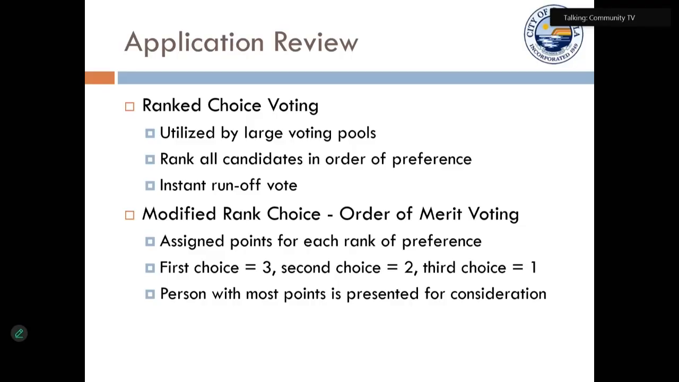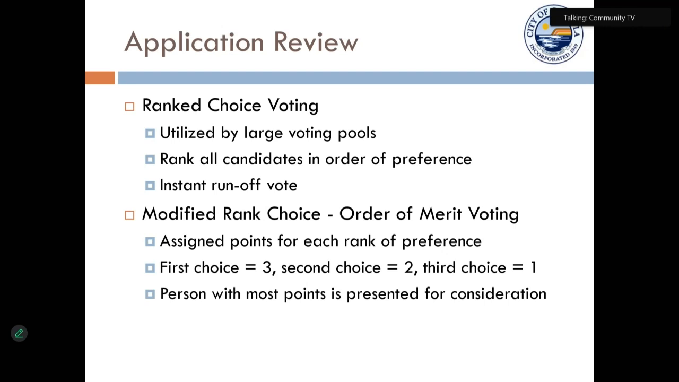Rank all of the candidates in preference order from most preferential to least, and it creates an instant runoff vote system. Through our research, we found that it could be challenging to issue a ranked choice vote with a smaller voting pool of 4 people. There's still a pretty high risk of a tie vote, and so staff proposed a modified ranked choice voting, commonly referred to as order of merit voting.